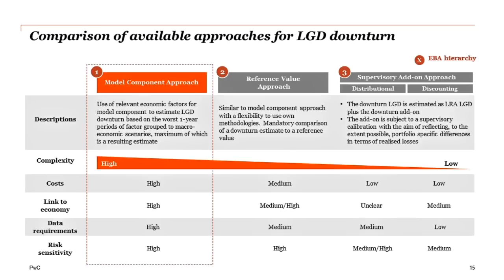However, the resulting downturn LGD has to be compared with a reference value. And the third approach, supervisory add-on approach. However, here we need to keep in mind that it is the least desirable approach in current EBA hierarchy. For this approach, banks may estimate downturn add-on on top of long-run average LGD. Comparing all these characteristics, the preferential approach is model component, of course.